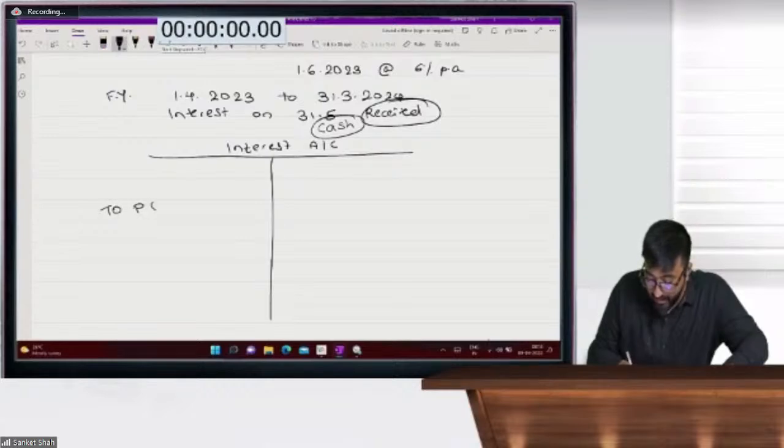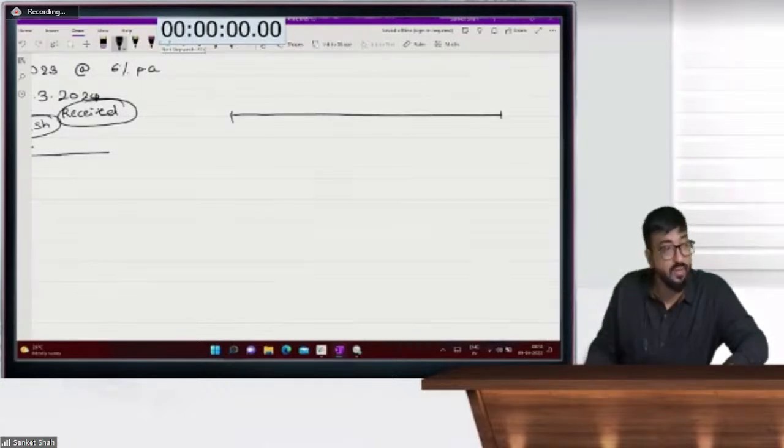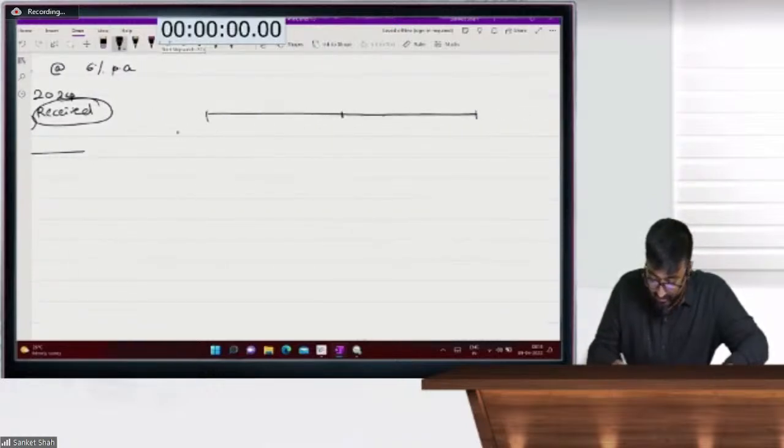2, P and L. Now whenever you are solving this question, draw the diagram. You are not drawing the diagram, that is the only problem. First check what the dates are. 1st June to 31st May. How much interest are you getting?